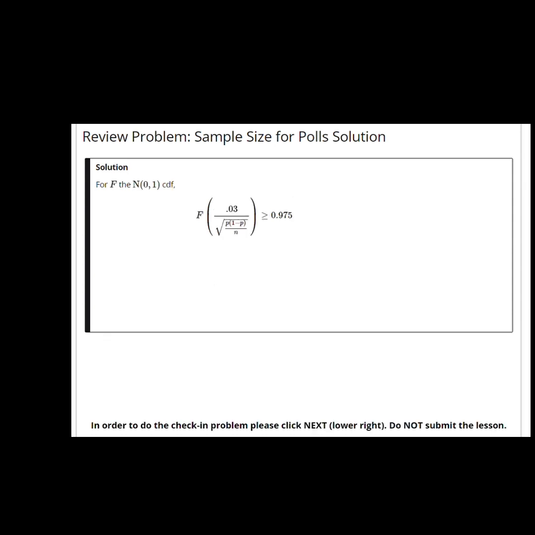This in turn tells us that the right endpoint of that interval must be such that the normal CDF exceeds 0.975 there. In other words, 0.03 over the square root of p times 1 minus p over n is greater than or equal to 1.96. And solving this, we get 1.96 over 0.03, the quantity squared, times p times 1 minus p. The maximum value of that corresponds to p equals 1/2, and it's 1067. A sample size of 1067 is adequate for a 3% accuracy, 19 times out of 20.